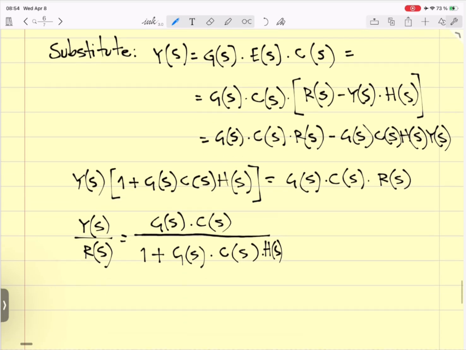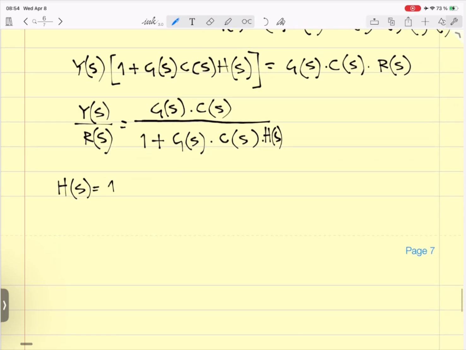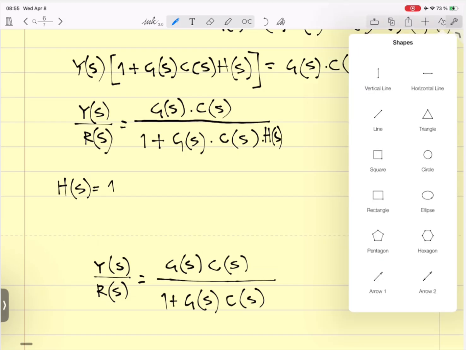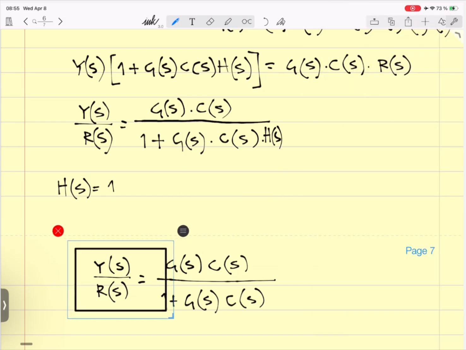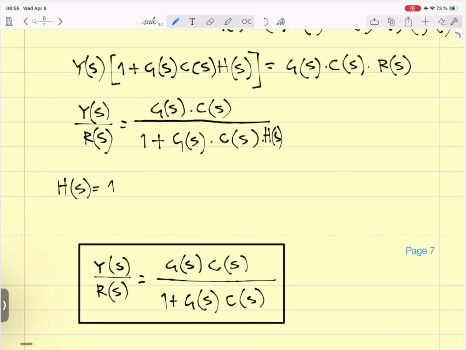But usually the H of S is transformed as 1 because of clarity reasons. So the general function becomes G of S times C of S divided by 1 plus G of S C of S. Okay, and this is the feedback loop. This is the transfer function governing almost all feedback loops.